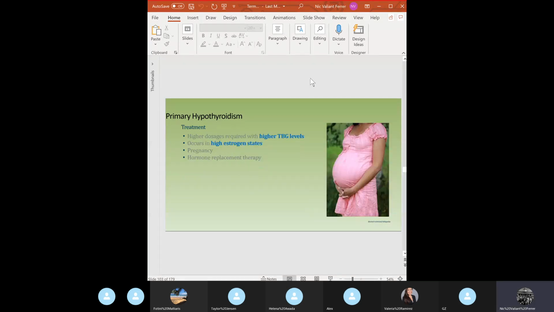Of course, if you're pregnant, right? Higher doses of levothyroxine. Why? Because they have higher thyroxine-binding globulin, TBG, levels. Why? They're pregnant. It occurs in high estrogen states, like in pregnancy, and if they're using HRT in menopause.